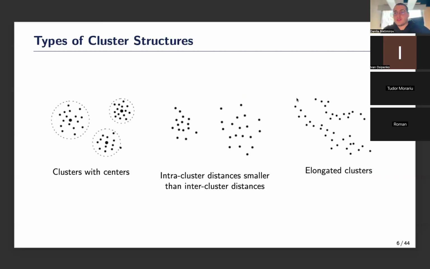For example, for these clusters, k-means may start somewhere here, create this cluster, then this cluster, and this cluster. While DBSCAN is going to go through all these clusters and create one big cluster here and one smaller here.